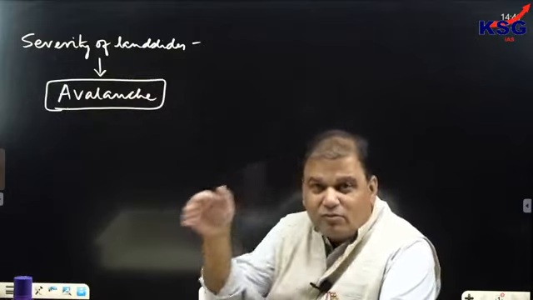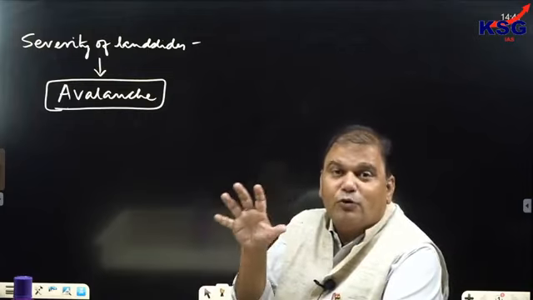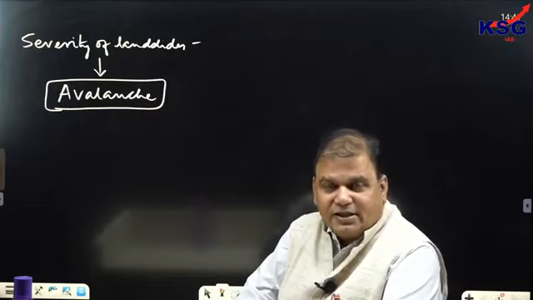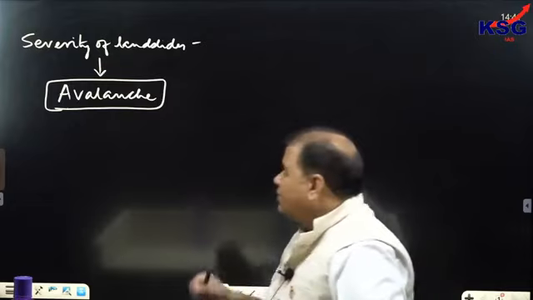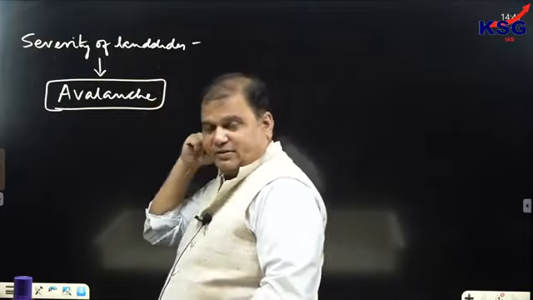Remember, an avalanche is moving snow. Now, this was reflected how? This was reflected in the Chamoli disaster of 2021. Clear? So, the Chamoli disaster of 2021, severity of landslide. Now, what happened in this disaster?